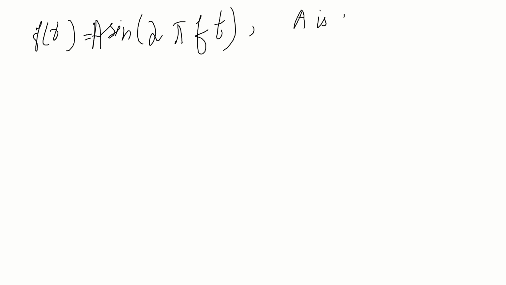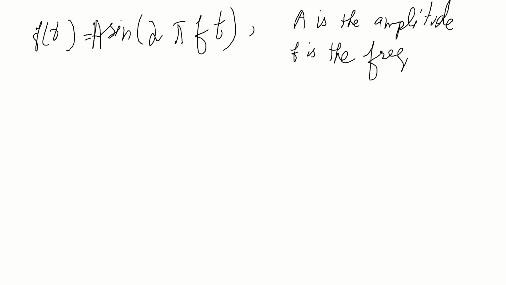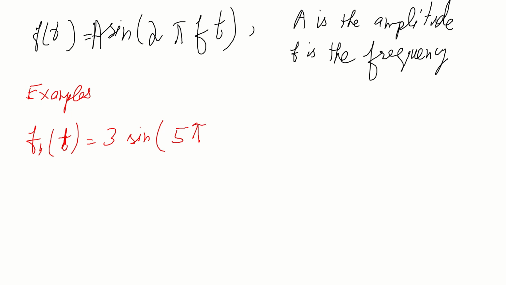Here A is the amplitude and f is the frequency. The time period can be determined from the frequency. For example, we have a function f4 of t equal to 3 sine 5 pi t. This function has an amplitude of 3 and a frequency of 2.5. It means the function completes 2.5 cycles per second, and the peak and the trough of each cycle reach 3 and minus 3 respectively.